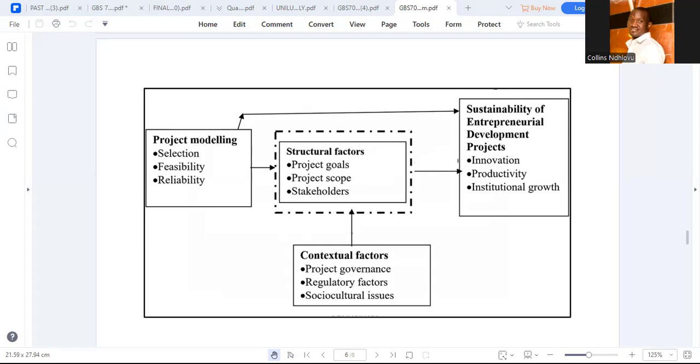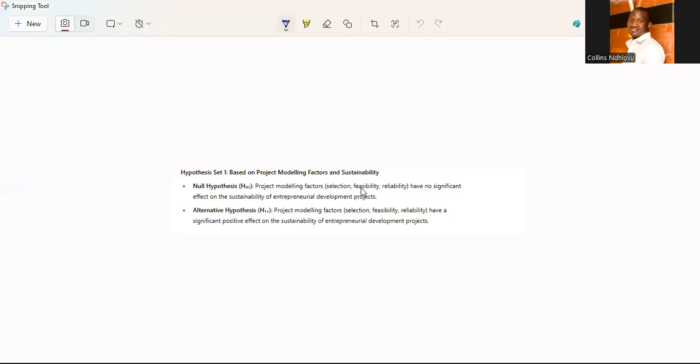So that is one set of hypotheses. I repeat, we have a null and alternative hypothesis that is making us one. It's showing us the relationship that we have there. So we're going to look at this arrow between project modeling and sustainability and set one hypothesis there. So what hypothesis can we make? We can say our null hypothesis is that project modeling factors like selection, feasibility, reliability have no effect on the sustainability of entrepreneurial projects. Whereas the alternative hypothesis here is that project modeling factors like selection, feasibility have a significant effect on what? Sustainability. So this is set 1.